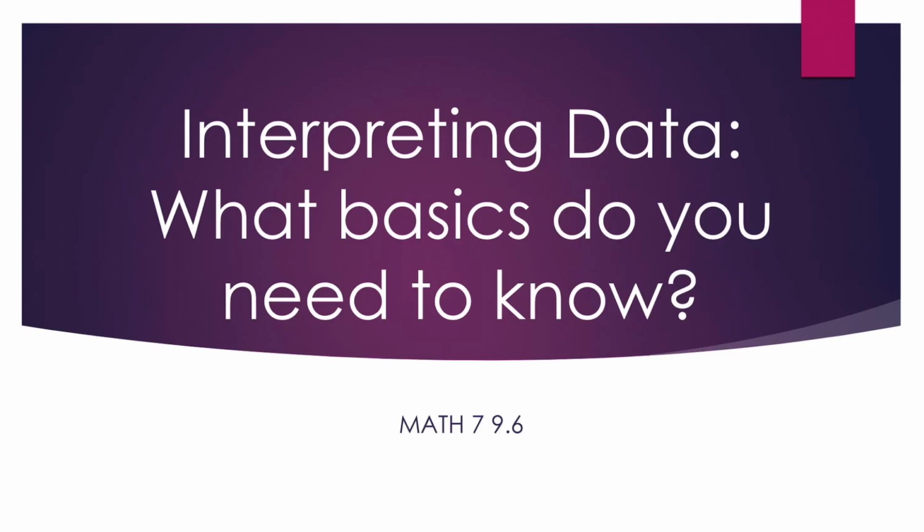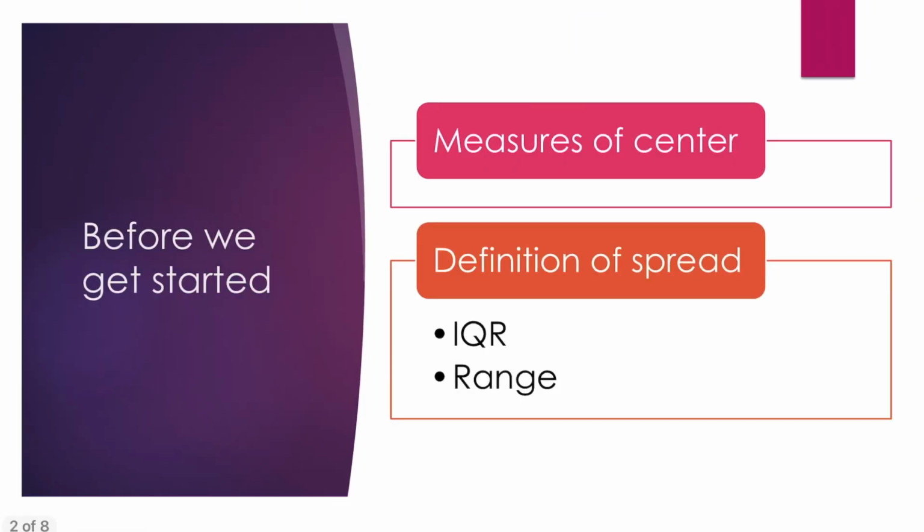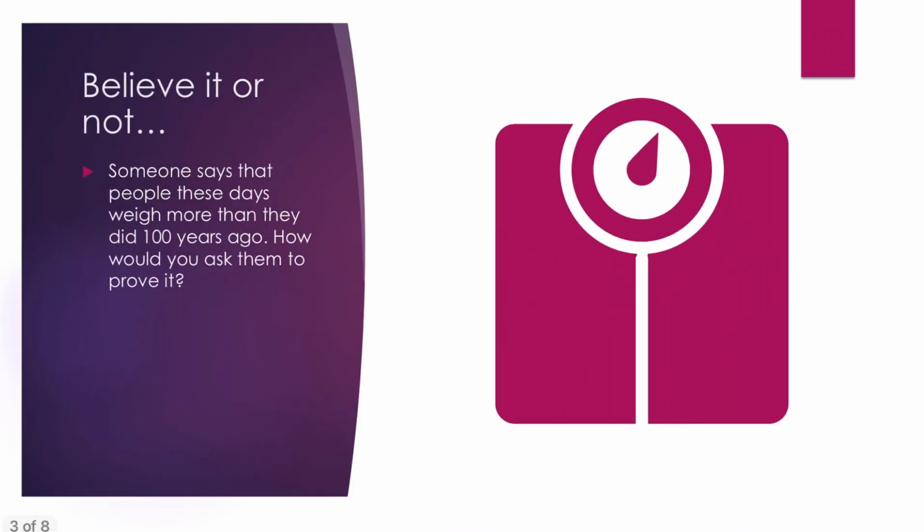This video is going to go over how we can interpret data and what some of the basics are that you need to know. We're not going to get super into a bunch of analysis and a lot of different formulas, but we are going to be talking about measures of center and measures of spread. Before we get started, you do need to know measures of center like mean, median, and mode, and you need to know the interquartile range and the range itself. It's just measures of spread.